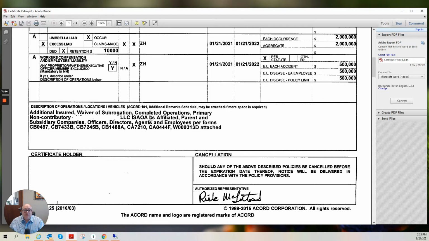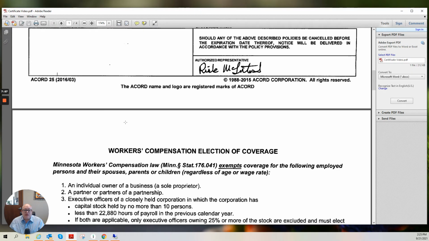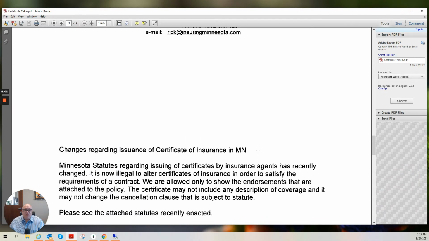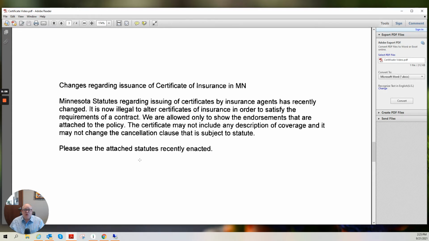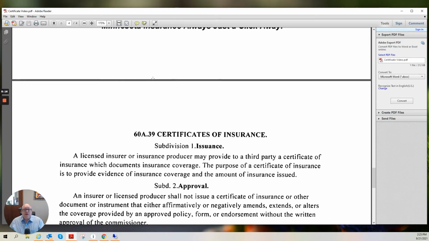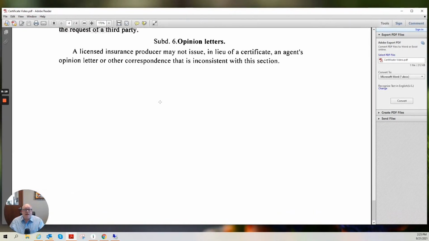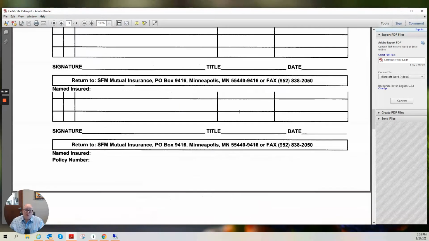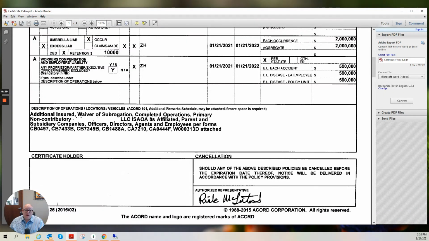And what we do to get around this in Minnesota is, let me scroll to a couple other pages that I have here, we give them a letter talking about you can't change a certificate based on a request from a third party. So a third party would be the certificate holder. And so we give them a little letter saying that there's been some changes in the laws and that you cannot, it's not highlighted on my thing here, but filed forms may not be amended at the request of a third party. So is this special language altered? I don't know, but we don't like to put it on there.